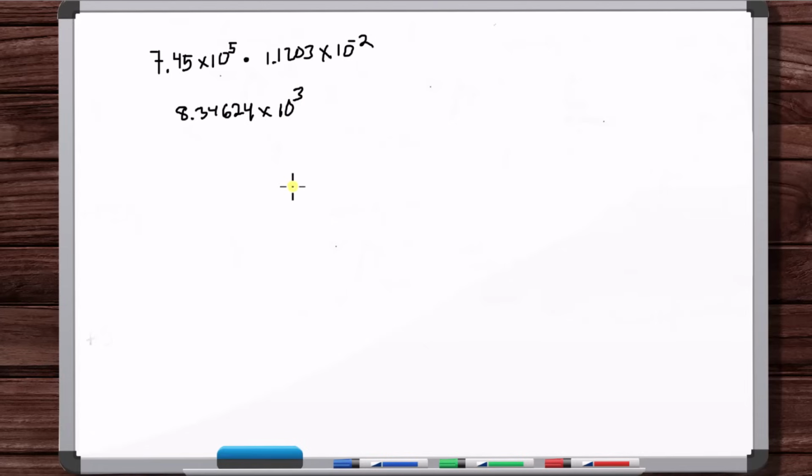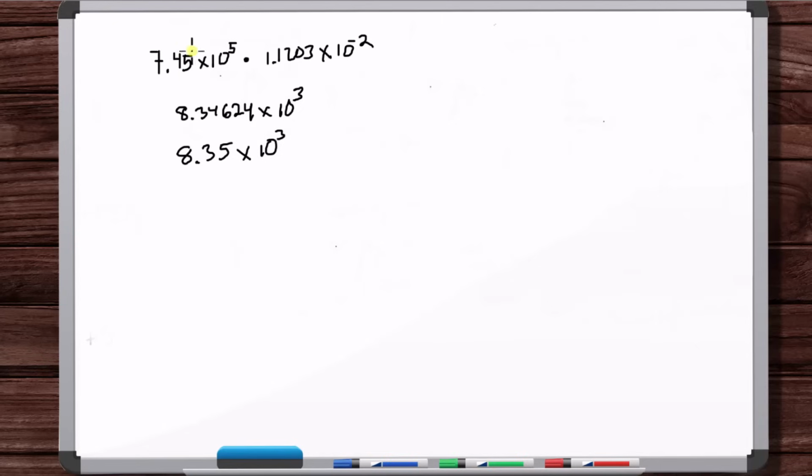And I'll put a link in the description to the video on scientific notation so you can learn how to do this multiplication. But easy. 3 significant digits in the final answer. Round this to 8.35.